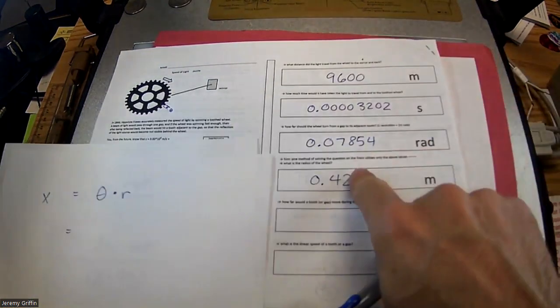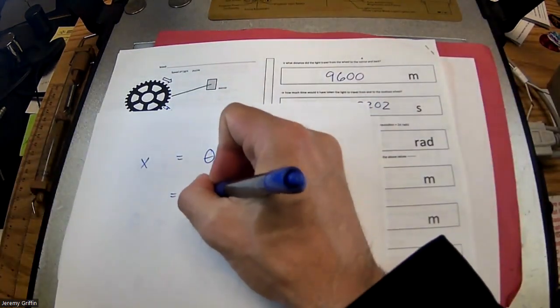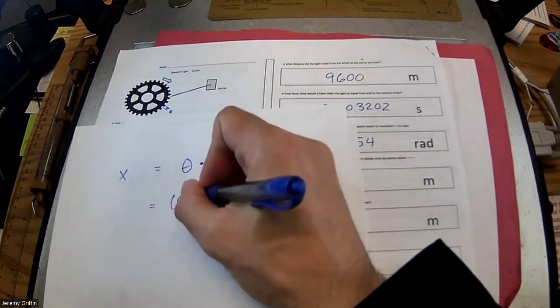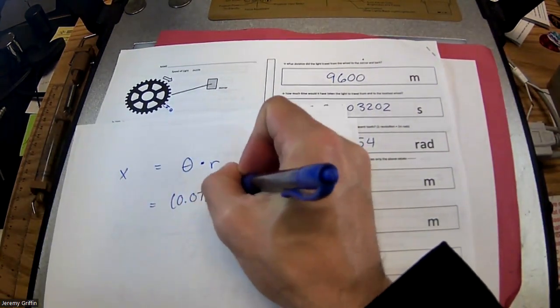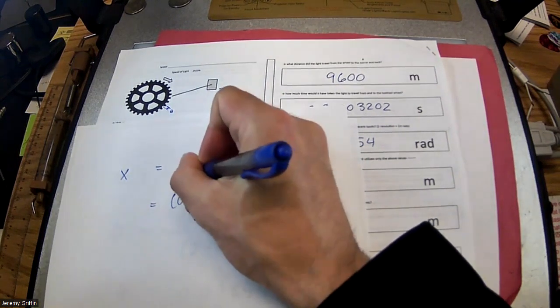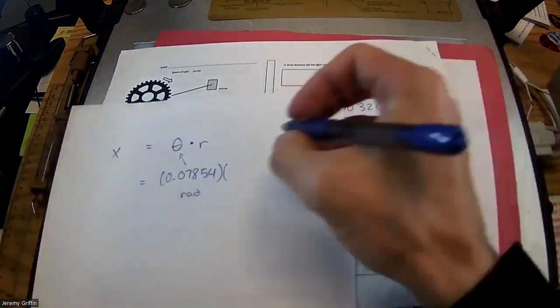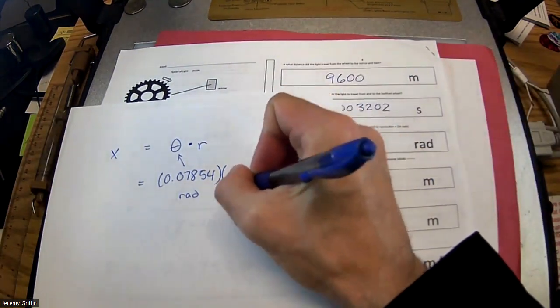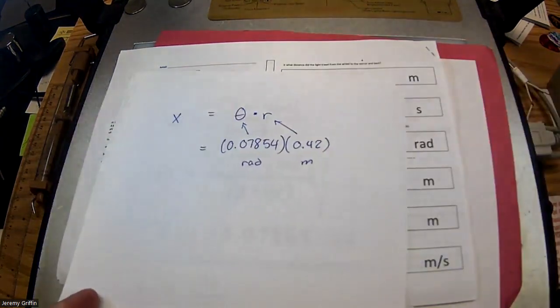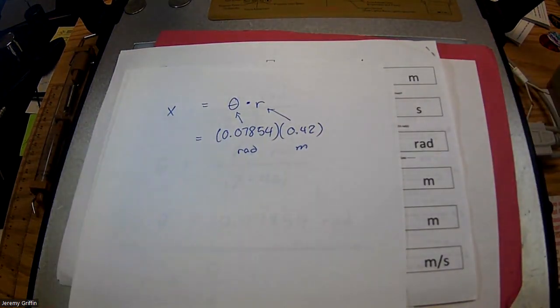So, hey, I know how many radians. It's 0.078 something radians. That's that number right there. And I know my radius in meters. How many meters fits in right there? Okay. So let's put that together.